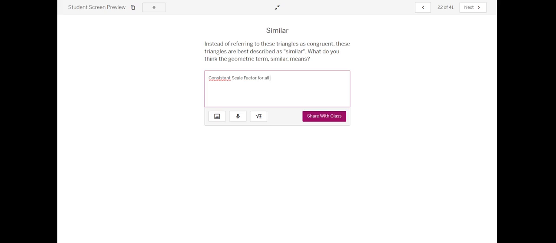A consistent scale factor for all the sides. And the other thing was that all angles, or the slopes, are congruent. So those are the 2 big things for similarity that I'm hoping that you're getting from this exercise.